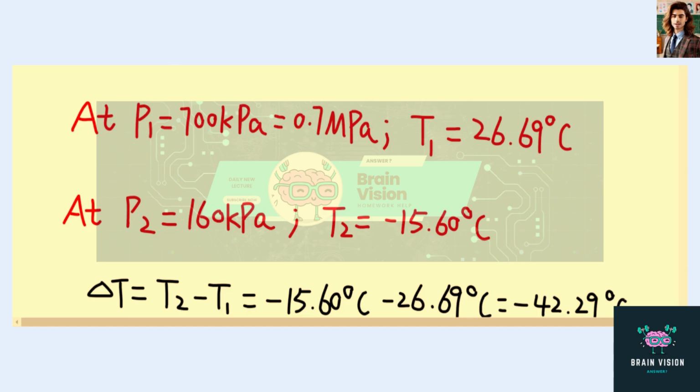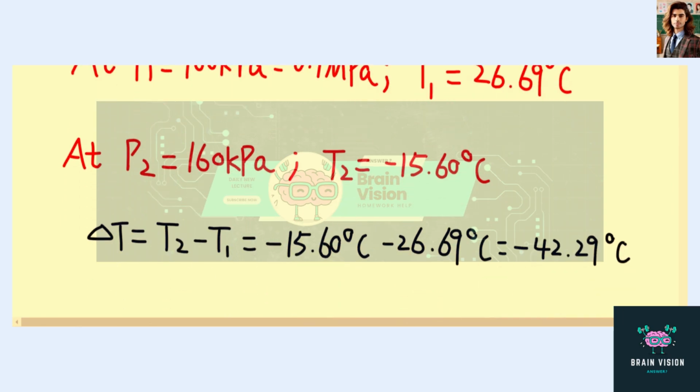Okay, so from the table of saturated refrigerant-134a temperature, pressure is equal to 700 kilopascal, which is 0.7 megapascal. We'll find the saturation temperature is given as 26.69 degrees Celsius, which means that the inlet temperature is about 26.69 degrees Celsius. And then at pressure equal to 160 kilopascal, the corresponding saturation temperature is negative 15.6 degrees Celsius, which means that the exit temperature in this case is negative 15.6 degrees Celsius.